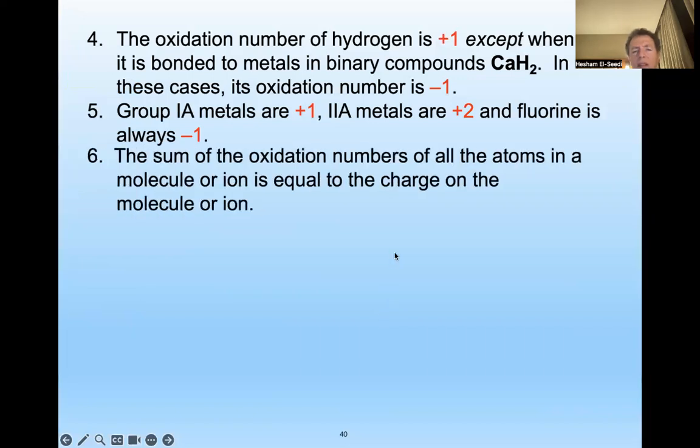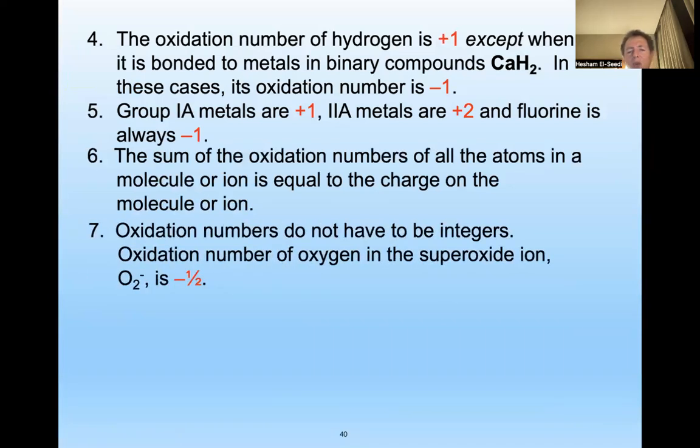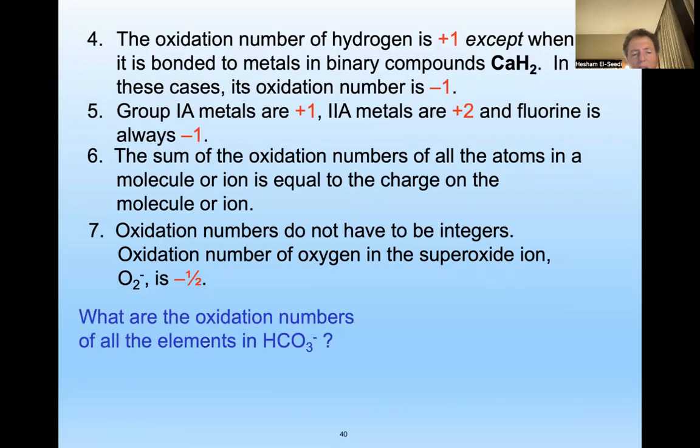Like in fluorine, for example. And the sum of the oxidation numbers in a molecule is equal to the charge of the molecule or the ion, right? So the oxidation number does not have to be an integer. The oxidation number of oxygen, for example, in the superoxide ion is -1. What are the oxidation numbers of all the elements in HCO3, for example?